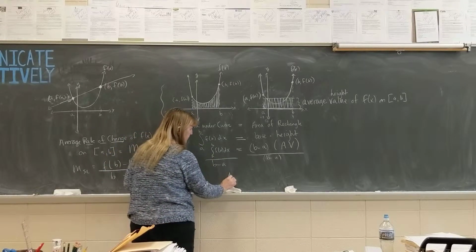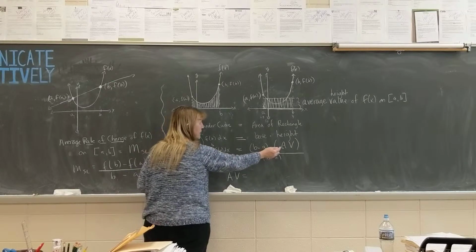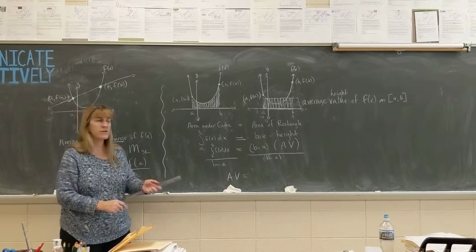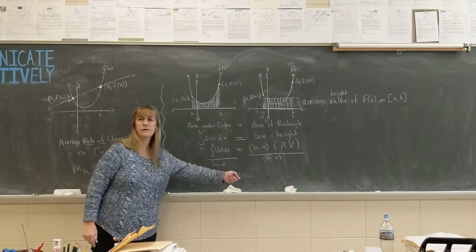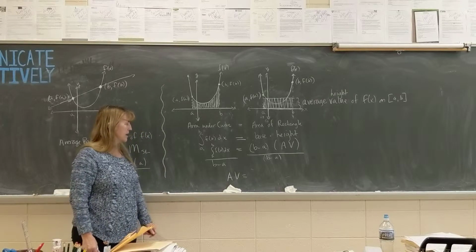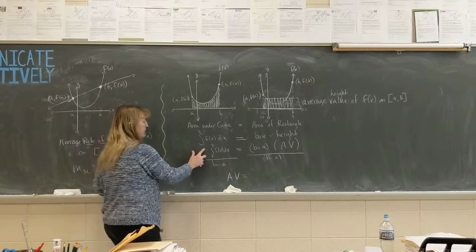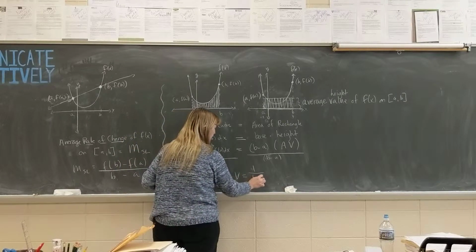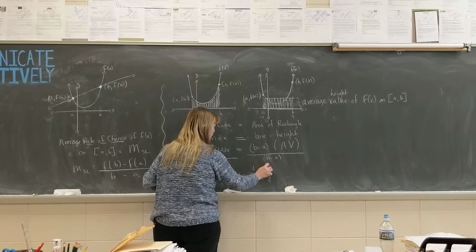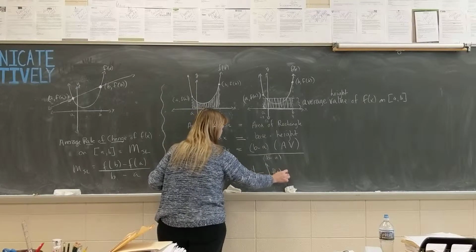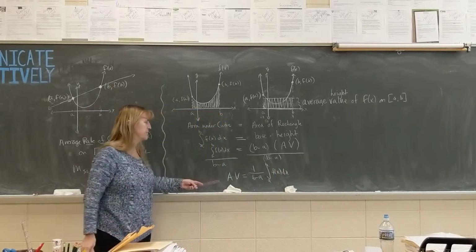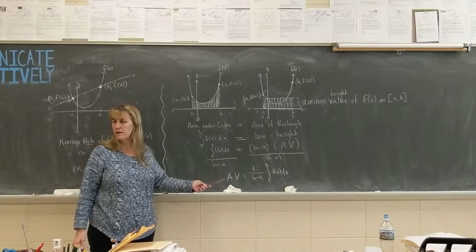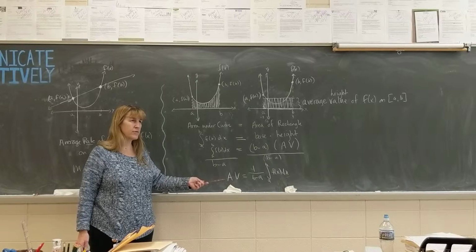I'm going to write average value equals, which means I'm taking the right side of my equation and putting it on the left side of the equal sign. Therefore, I'm going to take what's on the left side of the equation and put it on the right side of the equal sign, except I'm going to change the way this looks. I'm going to change this so that it looks like 1 over B minus A times the integral from A to B of f of x dx. And that becomes a formula for the average value of f of x on the interval between A and B.